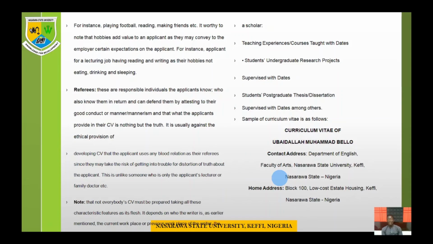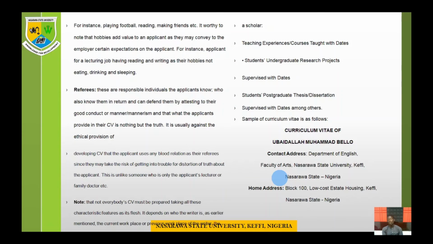Then the last thing that must be there is what? References. Referees. These are responsible individuals the applicants know, who also know them in return and can defend them by attesting to their good conduct or manner or even mannerism. And that what the applicant provides in their CV is nothing but the truth.